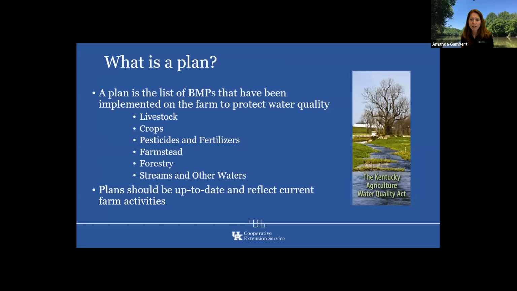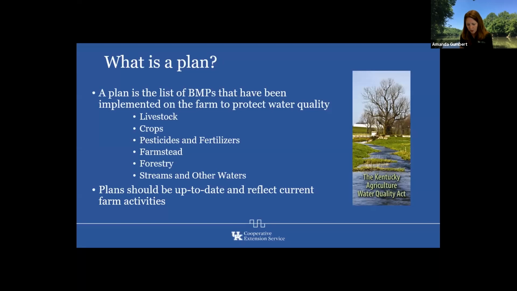And that plan is a list of best management practices, we say BMPs for short, that will be implemented on the farm to protect water quality. So it doesn't really matter what kind of operation you have, whether you have livestock or crops, or if you just have a woodlot, if you're a woodland owner and you're actively managing that woodland, if you have a farmstead, so meaning if you have building structures, a home on the farm, that's included as well. And the streams and other water section really deals with those stream corridors. And so sometimes we don't think of that as actually being a production area, but it certainly impacts our production.